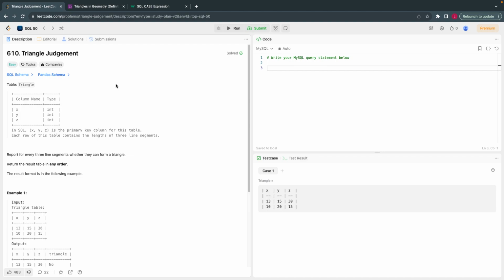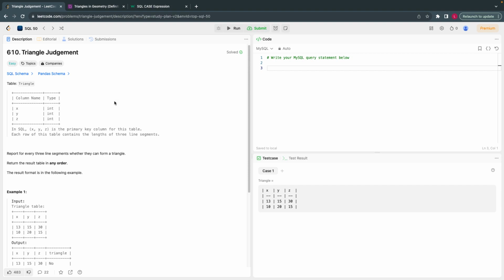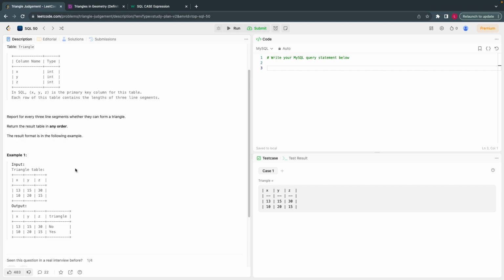Hello everyone, welcome back. Today let's solve the 30-second question from Leetcode SQL 15 entry questions. This problem is more of a geometry problem. They have basically given a triangle judgment. They have given three sides of a triangle along with their length, and we have to find out whether that's a triangle or not.